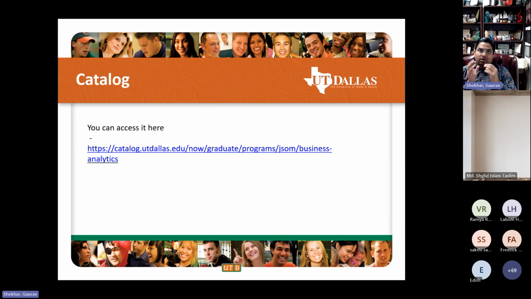So every student is on a specific catalog, which means that once you start the program, you have up to 6 years to complete it. Not that everybody takes 6 years, but let's say the very next year, the requirements of the program change. It won't affect you because you are on a previous catalog. And this catalog is like a contract where we say, okay, for you to earn the business analytics degree, here are the X number of things you need to do.